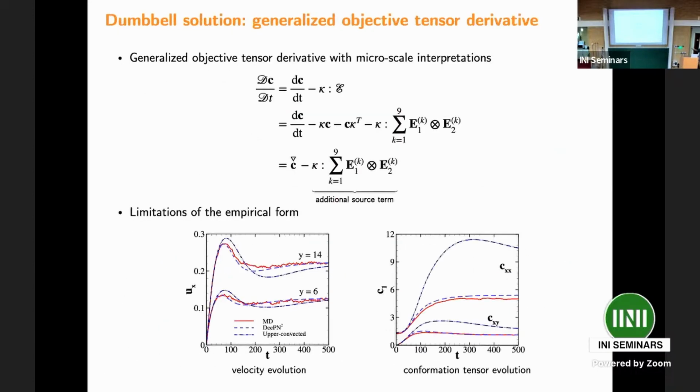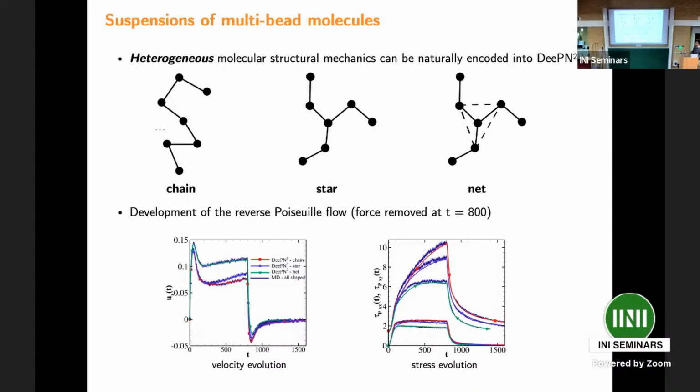So that's the main point here. We have some extra terms here. If we do not have these terms, we have a large discrepancy. And then we have some numerical results for the multi-bead systems.